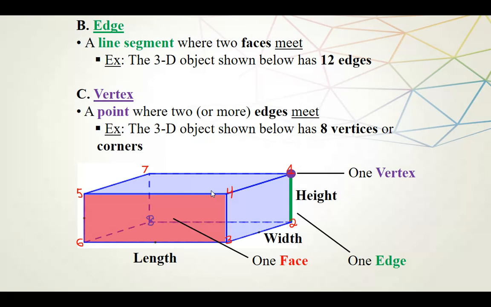Okay, so that's all my different terminology for a 3D object. We have faces, we have edges, and we have vertices. And that's a good exercise to go through anytime you have a three-dimensional object. Just think about the total number of faces you would have and the total number of edges and the total number of vertices you might have.